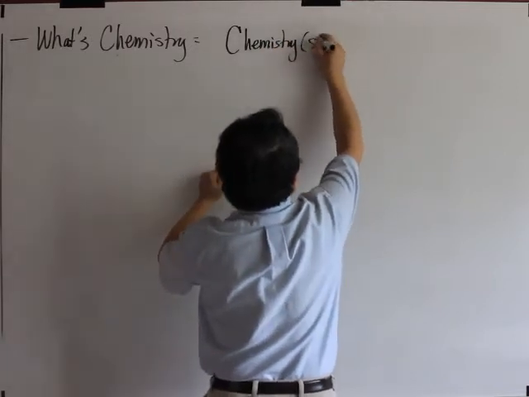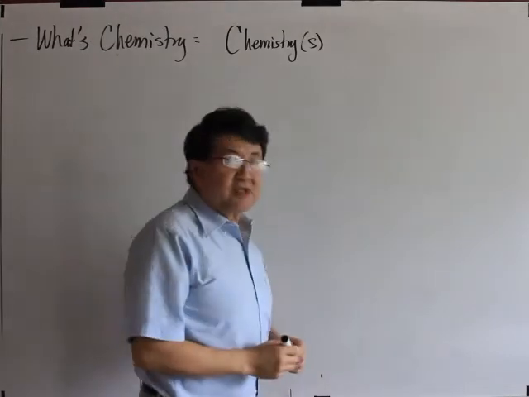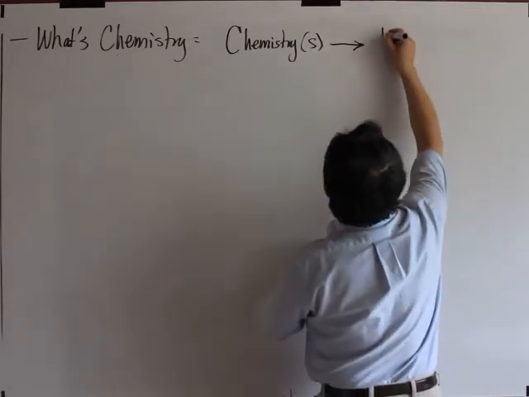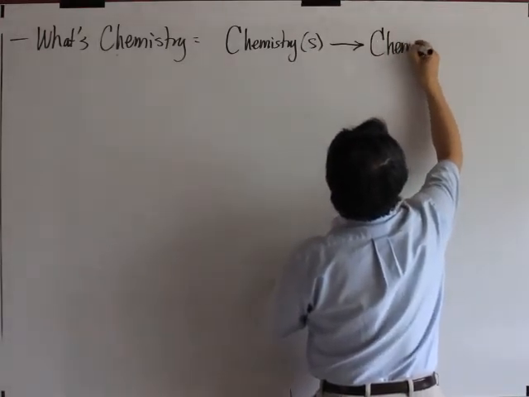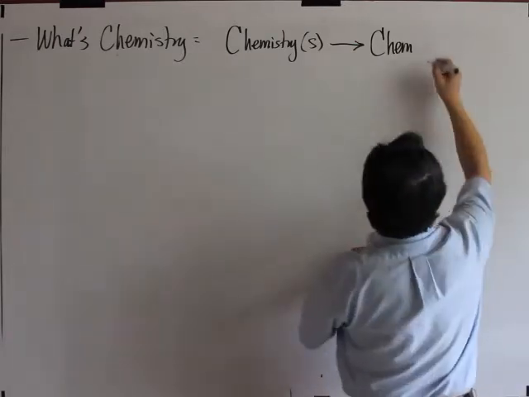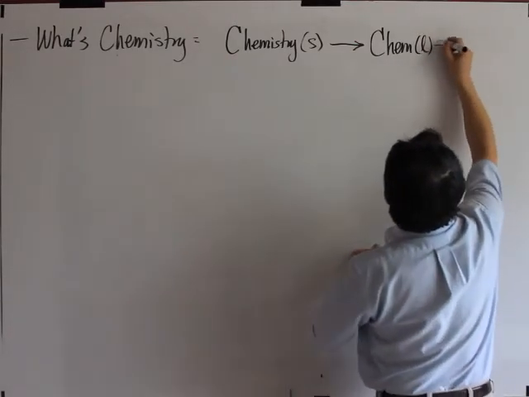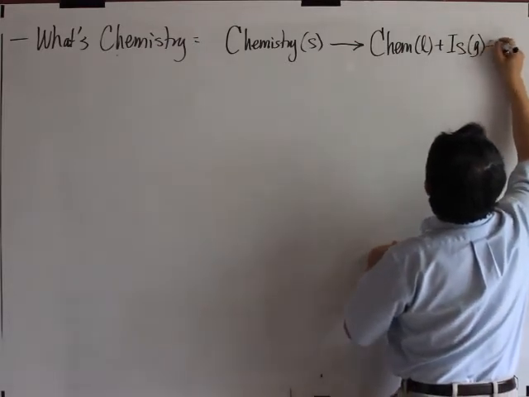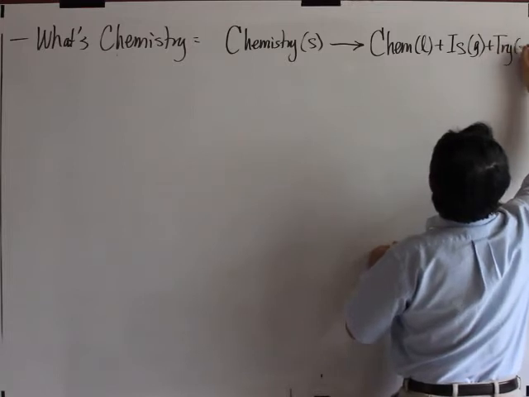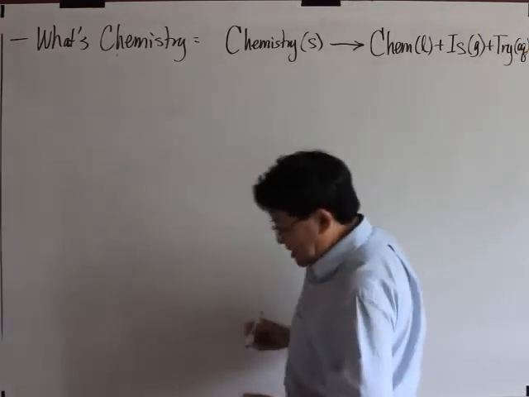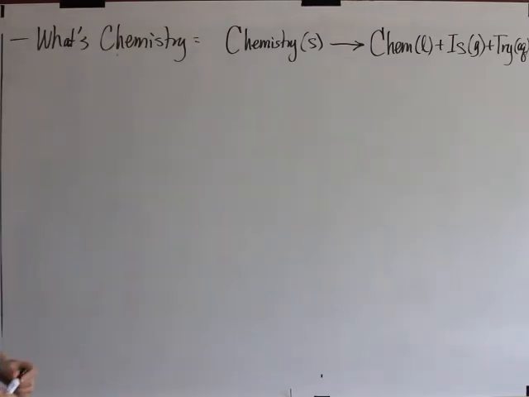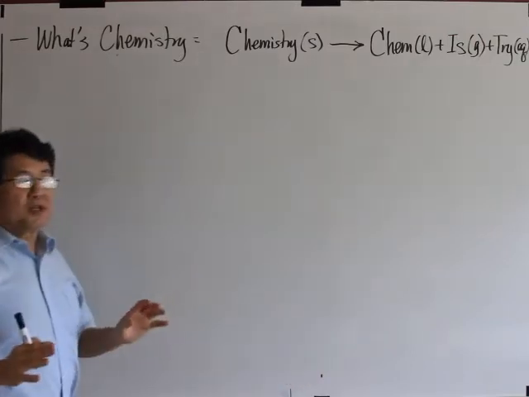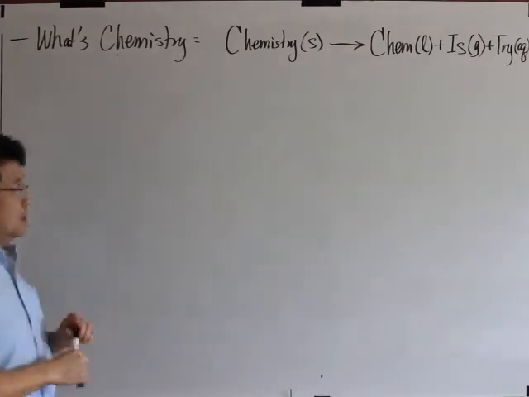I put parenthesis S behind it. The S stands for the physical state solid. You need to know one product called CHEM, liquid, and another product called IS, it's a gas. Then the last one, TRY, is AQ, representing the physical state aqueous. Now, solid, liquid, gas, and aqueous, those are the 4 most important physical states in chemistry, all right?